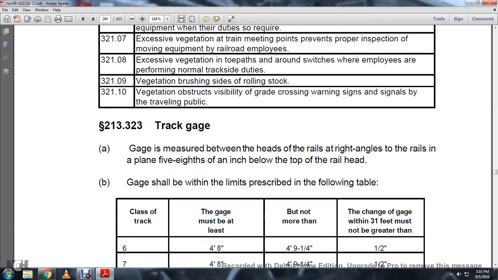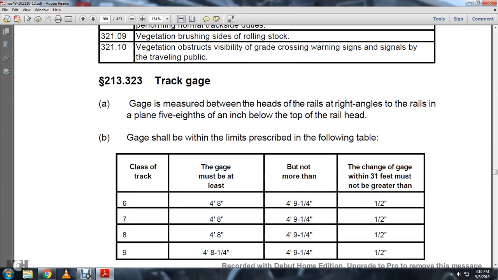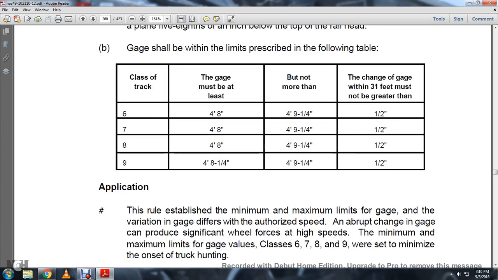Alright, 213.53, track gauge. Gauge is measured between the heads of the rails at right angles to the rails, in a plane five-eighths of an inch below the top of the rail head. Gauge shall be within the limits prescribed in the following table. For Class 6, the gauge must be at least 4 feet 8 inches, but not more than 4 feet 9 1/4 inches. The change of gauge within 31 feet must not be greater than a half inch. That is also the same for Classes 7 and 8. And Class 9 is at least 4 feet 8 1/4 inches but not more than 4 feet 9 1/4 inches, and change of gauge within 31 feet not more than a half inch.